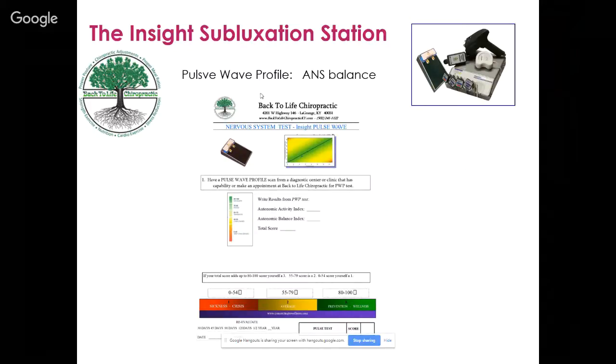The next test from the insight subluxation station is this one here. It's called the pulse wave profile, and it looks at your autonomic nervous system balance, parasympathetic to sympathetic. It reads the inner pulses. Your pulse might be 60 to 70 beats per minute, but it reads how far off each pulse is. If you're a little bit off in each pulse, that shows you're more adaptable to stress than if it's the same. Your middle finger goes in there and the other two fingers are there, and it reads the inner pulses. It's a nice way to see if you're more sympathetic or parasympathetic. At certain stages of stress, you might be more of one or the other.